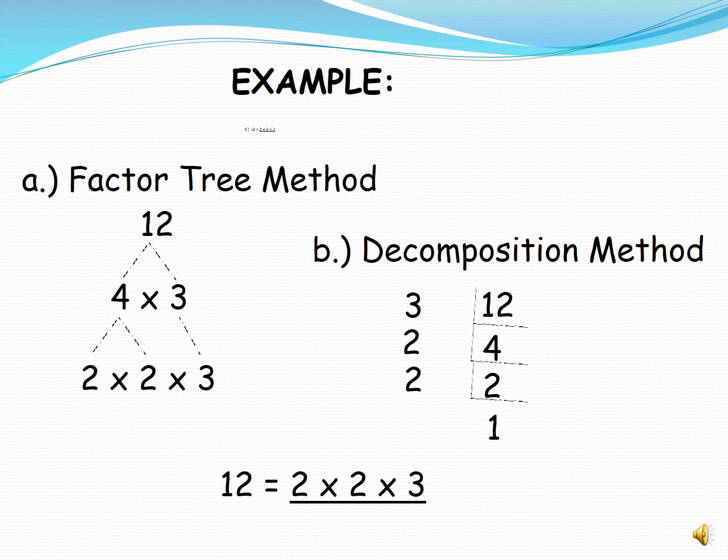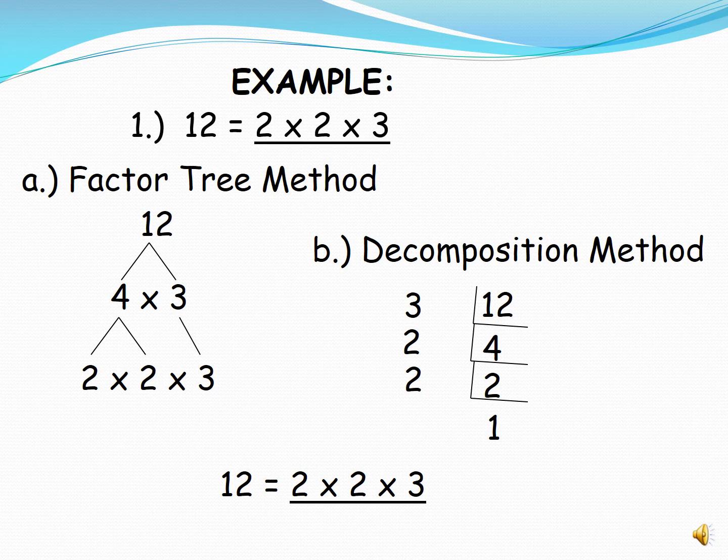Example number 1, we have 12. Using the factor tree method, think of two numbers that when we multiply, the product is 12. So we have 4 times 3. 4 is not a prime number, so we factor 4. That is 2 times 2. 3 is already a prime number, so we just bring down 3. So we have 2 times 2 times 3.